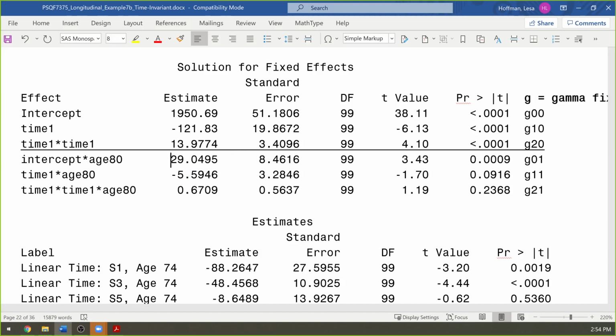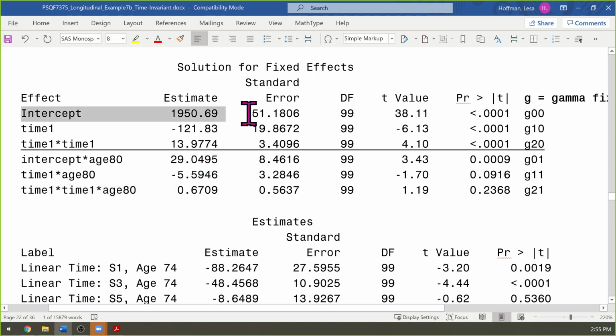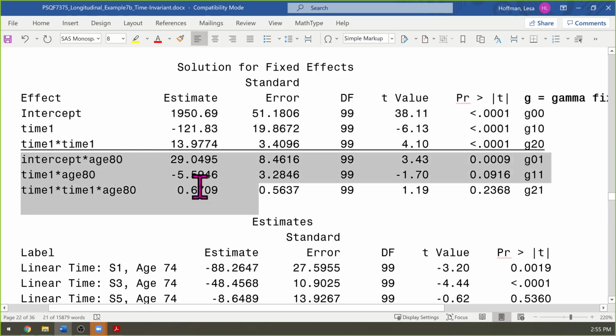As to what each term is supposed to be doing. The main effect of age is the effect on the intercept. Time 1 by age is the effect of age on the linear time slope, and time squared by age is the effect of age on the quadratic time slope. So this is the reference growth curve for somebody who is 80. And then each of the 3 terms moderates the 3 aspects that create that curve.